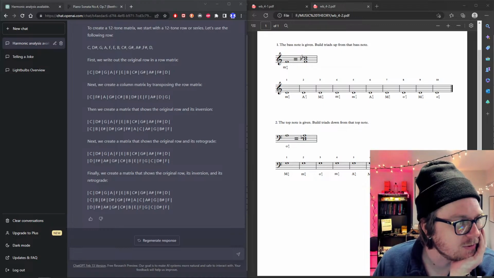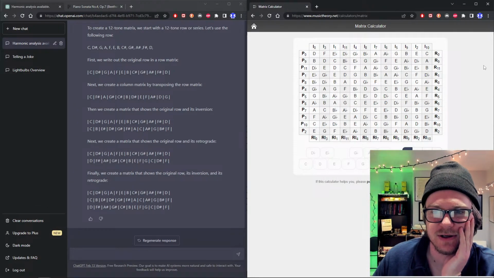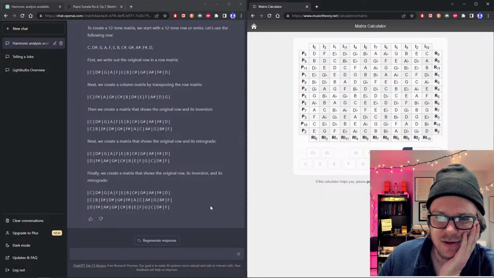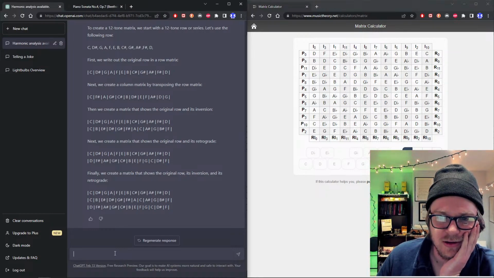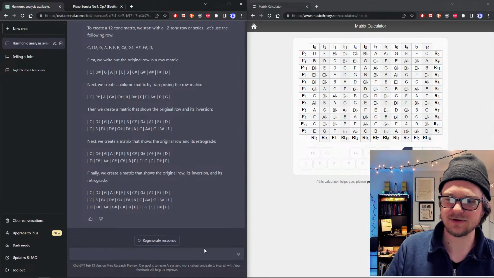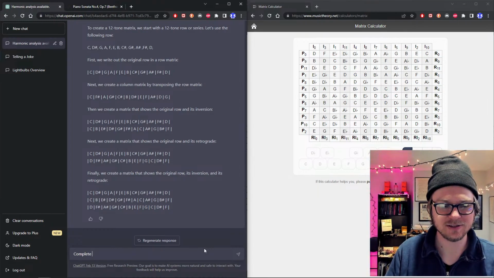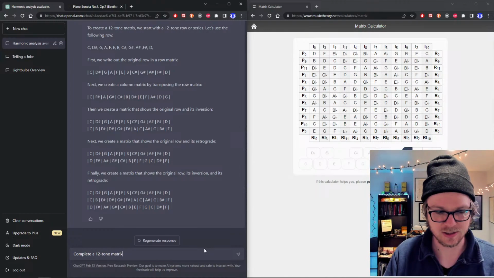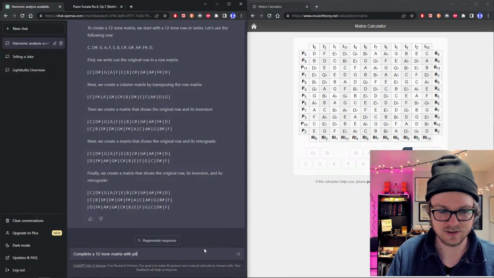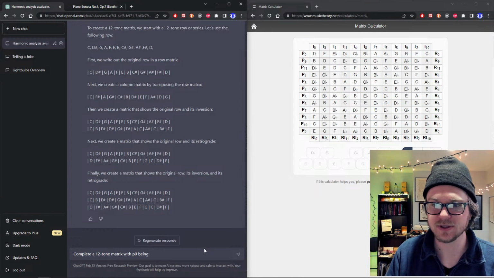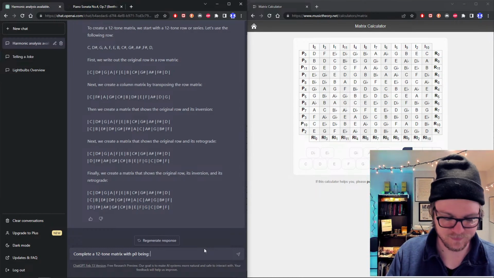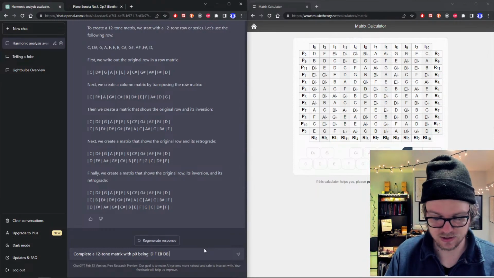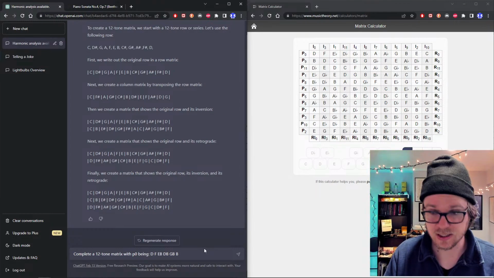Okay, so I have a 12-tone matrix. I'll just show you. So I have it right here, right? I just threw this one together. Let's see if it'll do this. Complete a 12-tone matrix with P0 being... Okay, here we go. D, F, E flat, D flat, G flat, B flat.